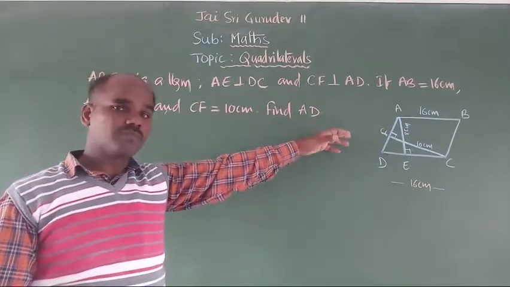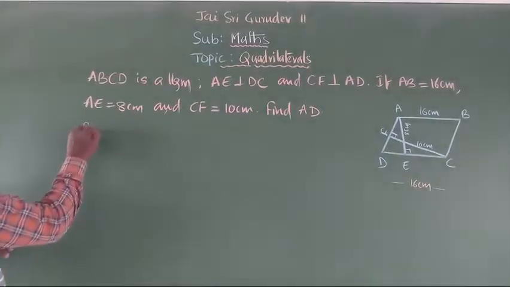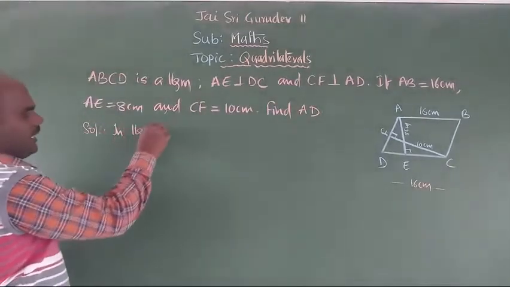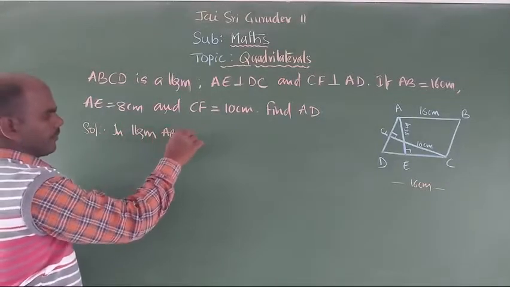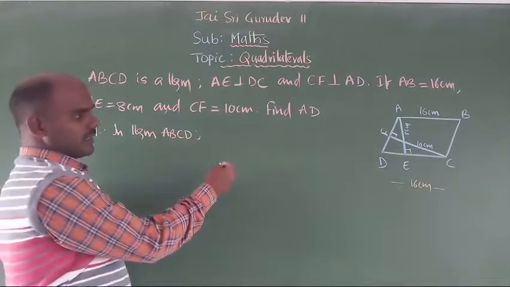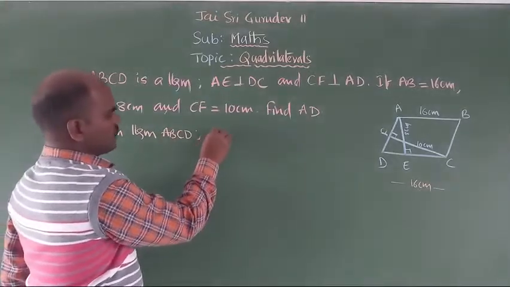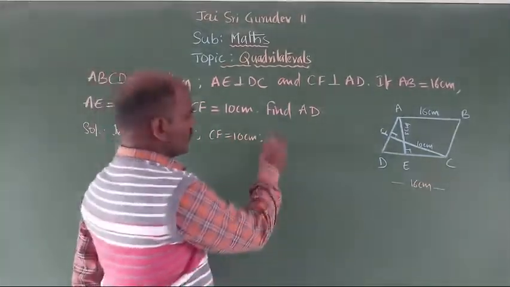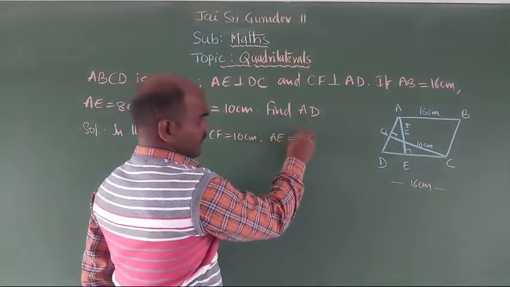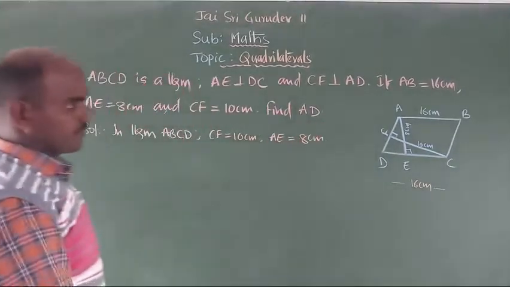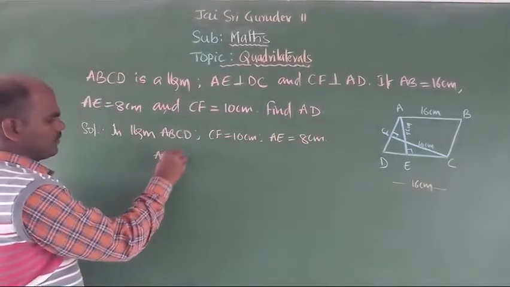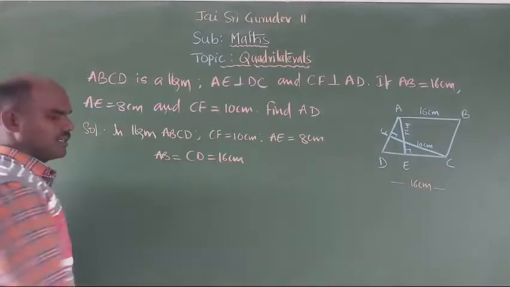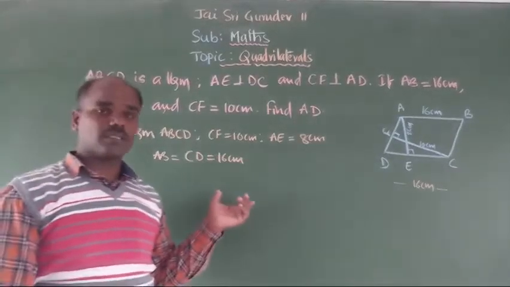Did you understand now? Now we go to the solution. In parallelogram ABCD, what are the measurements given? CF is equal to 10 centimeters. Next, AE is equal to 8 centimeters. Next, AB is equal to CD is equal to 16 centimeters, because in a parallelogram opposite sides are equal.